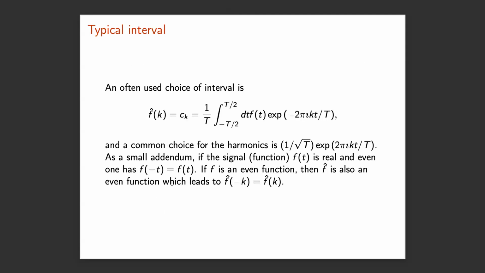So the typical choices which you could find are very much up to you, whatever choices you want to make. A pretty common choice for these harmonics is often to define it like this. These are just choices which you can make here. And if the signal function is real and even, then you would typically have that f of minus t is f of t, and that often simplifies. And if f is an even function, then its transform is also an even function, which leads to this property here. So these are things which we will carry with us when we look at the quantum Fourier transforms.